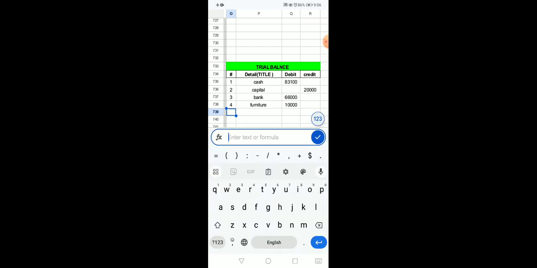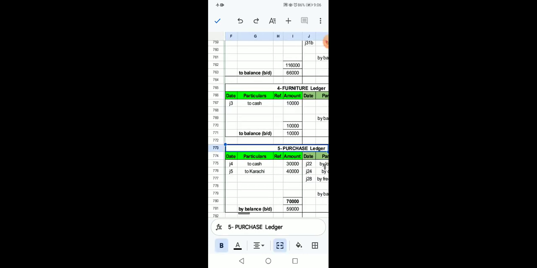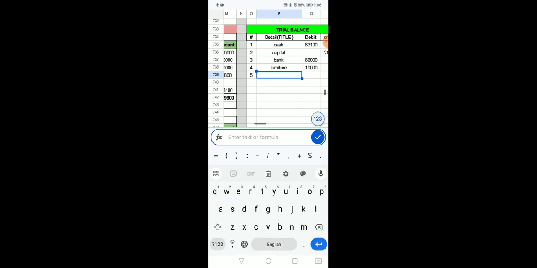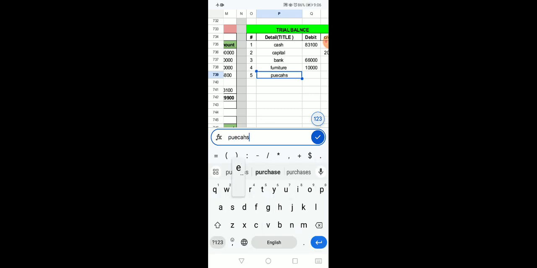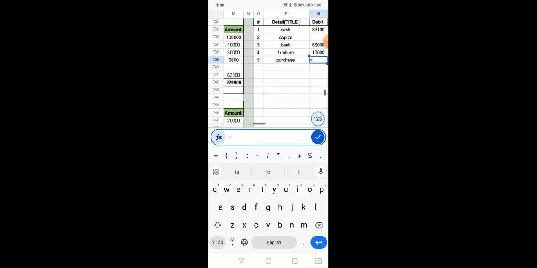Ledger number 5 we are up to. Now let's see what the fifth ledger is. It is the purchase ledger. Write down its title, purchase. Okay, let's see where its balance is.